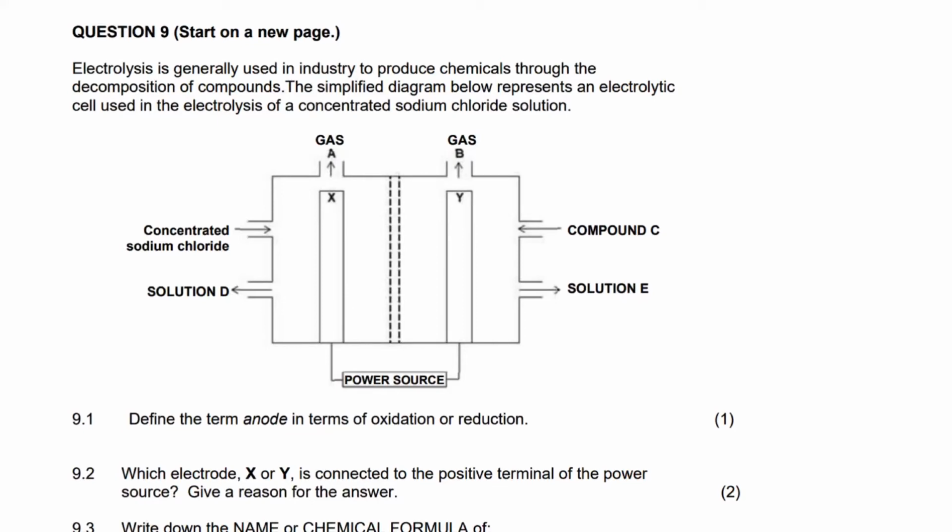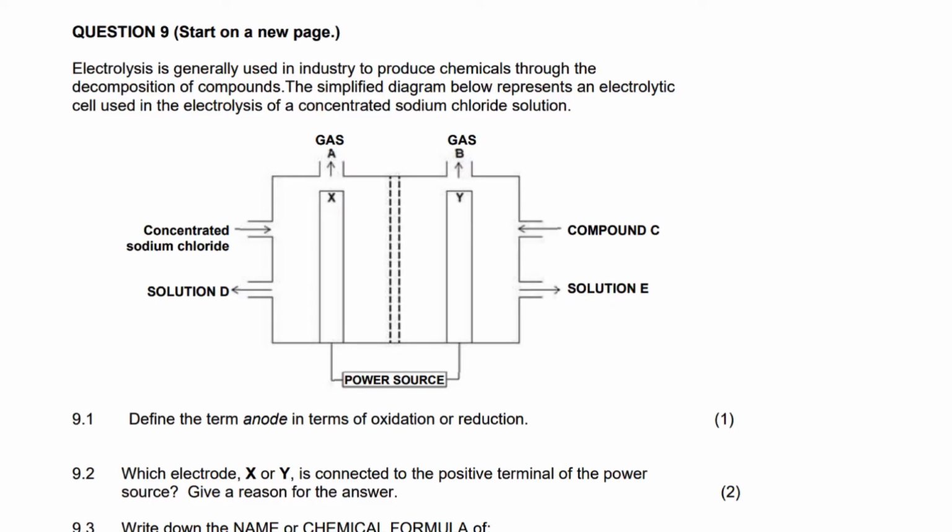This is the Gauteng province, September 2024. Right, let's cut to the chase. Electrolysis is generally used in industry to produce chemicals through the decomposition of compounds. The simplified diagram below represents an electrolytic cell used in the electrolysis of concentrated sodium chloride.